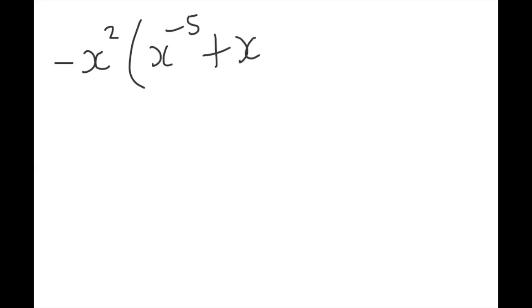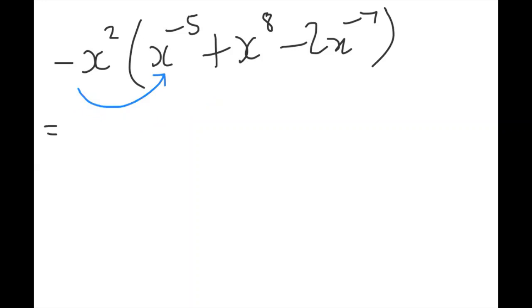Let's do something with a minus in. Minus x^2 times (x^-5 plus x^8 minus 2x^-7). I'm going to do that part first, then that part second, then that part third.